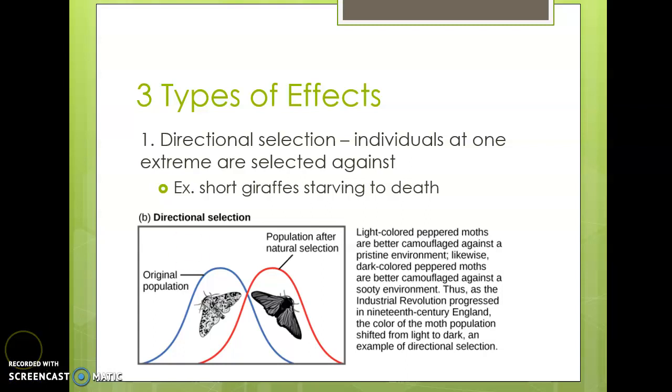Rocket. Sorry about that. I had to take a break for my dog. Okay, so directional selection: one extreme is being selected against, either the biggest ones or the smallest ones. It's pushing the bell curve one way or the other.